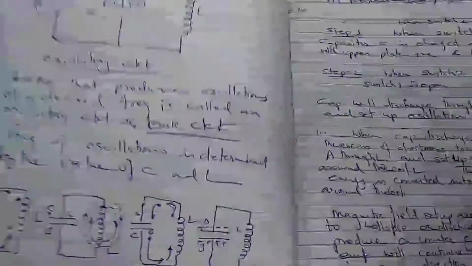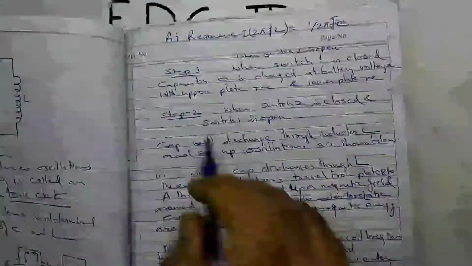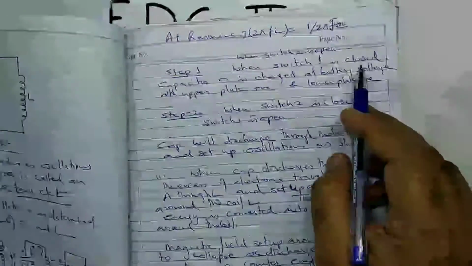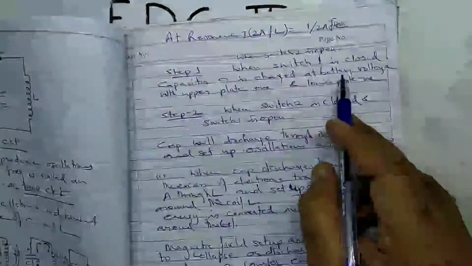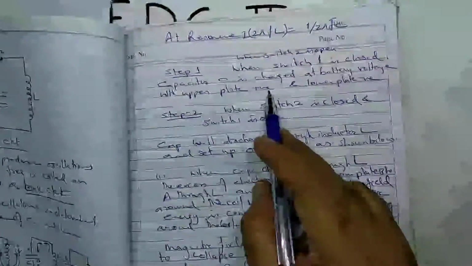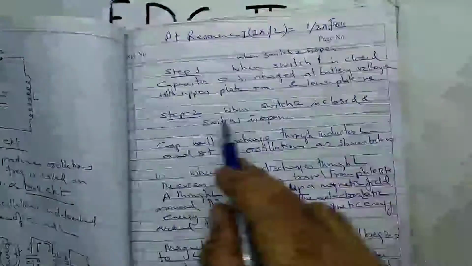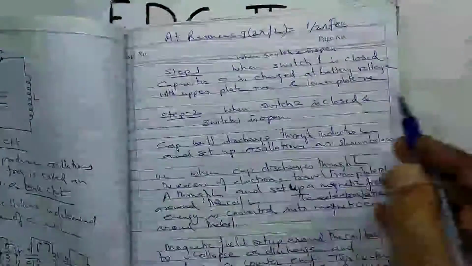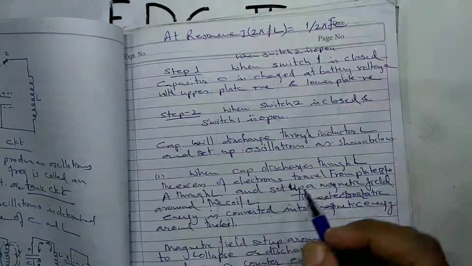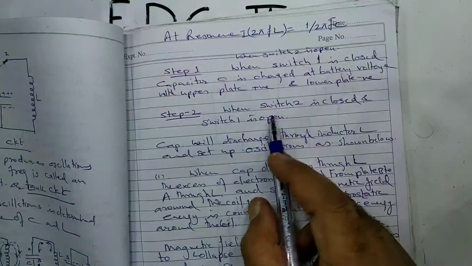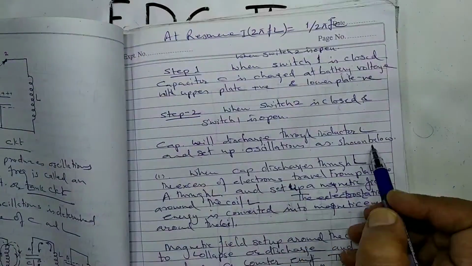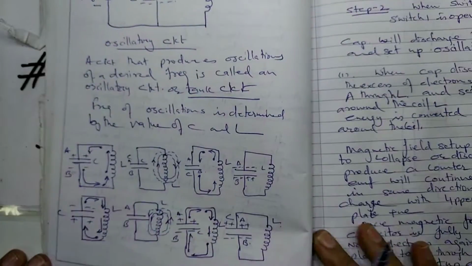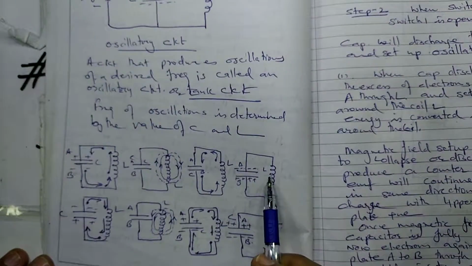Now, in step 1, when switch 1 is closed, capacitor C is charged to the battery voltage with upper plate positive and lower plate negative. Step 2, when the switch is closed in the second position, then what will happen? The capacitor will discharge through the inductor and set up oscillations as shown below. Now here we can see how the oscillations are being set up.